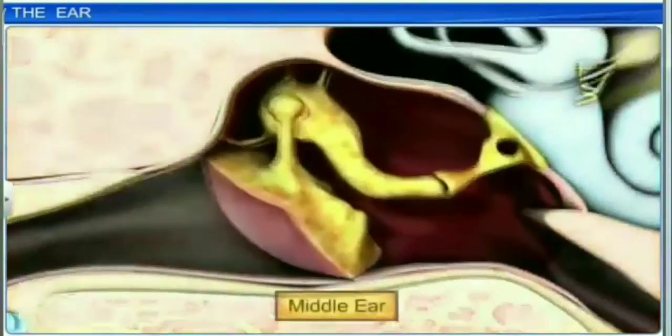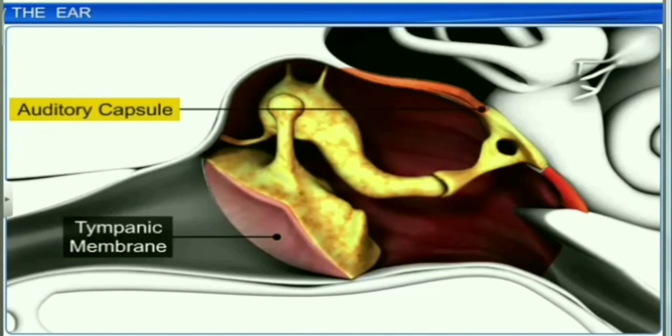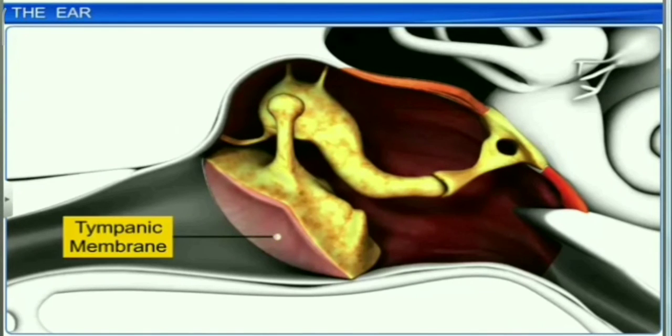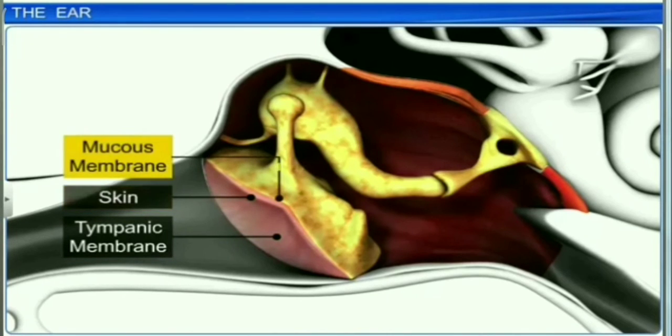The eardrum, or tympanic membrane, is formed by connective tissue. Here it is covered by skin on the outside and mucous membrane on the inside.